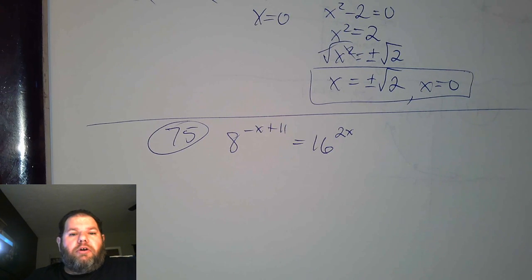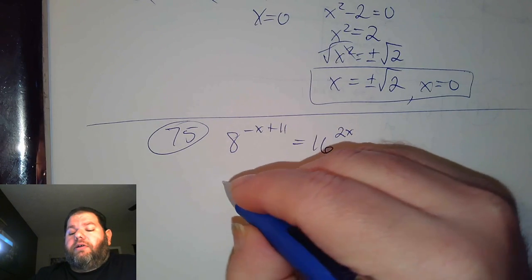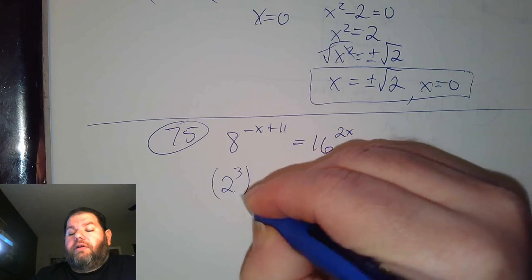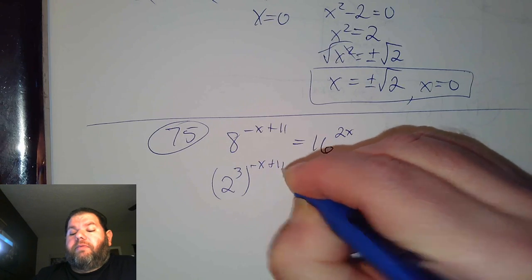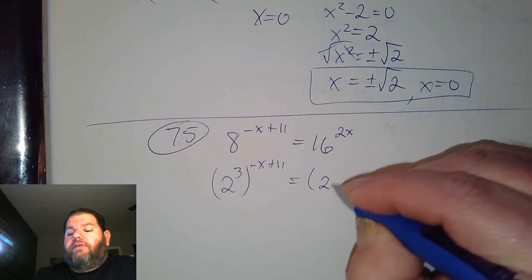And so that would be our better approach in this case, is to take 8 and make it a power of 2. And the same thing with 16. So 8 is 2 to the third. And 16 is 2 to the fourth power.